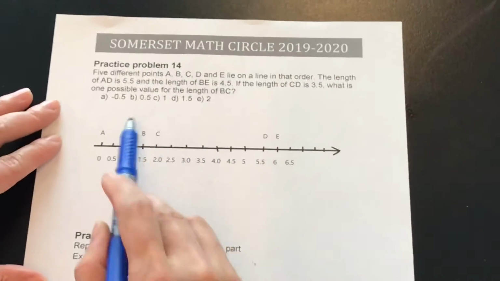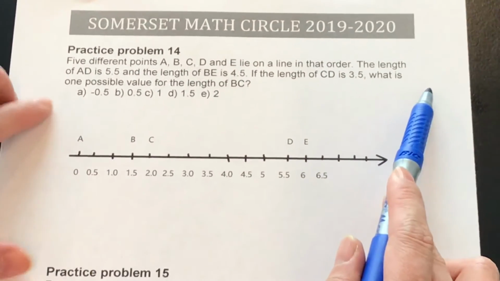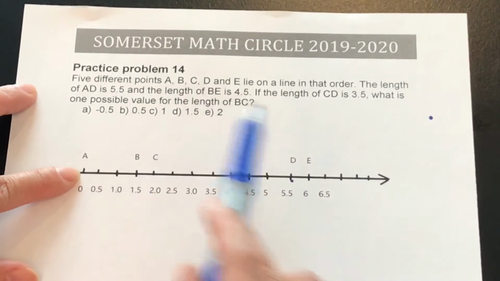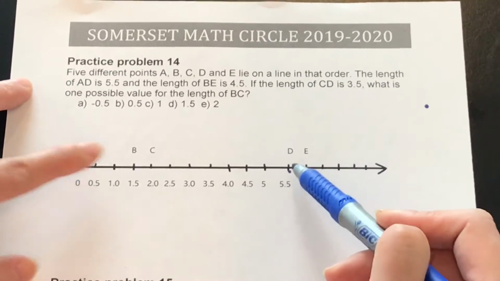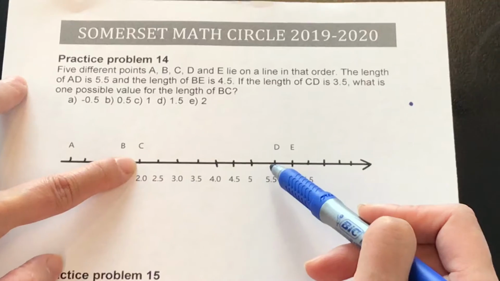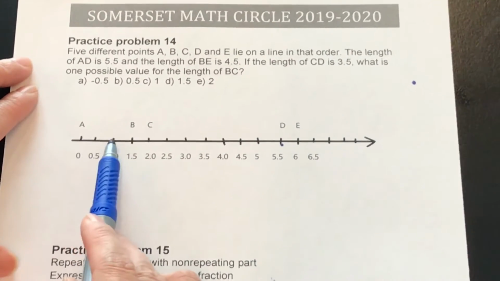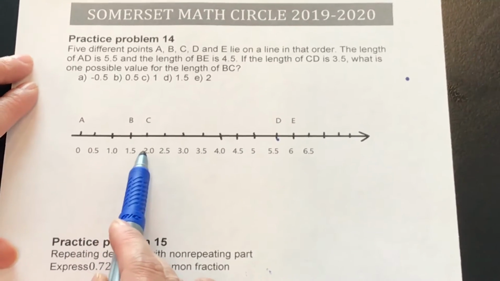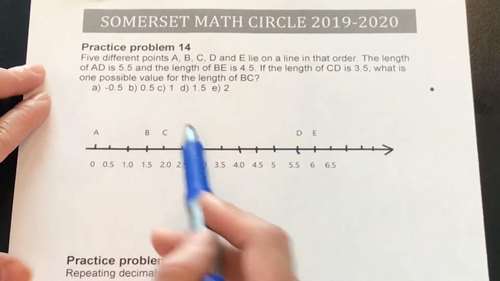Problem 14. 5 different points, A, B, C, D, E, on this number line. The length of AD is 5.5, and BE is 4.5. If the length of CD is 3.5, what is the possible value for BC? Okay, we basically added in the possible separations for 0.5, 1, 1.5, 2, and so on. So roughly estimate how big the BC is. We'll leave this problem for the students.